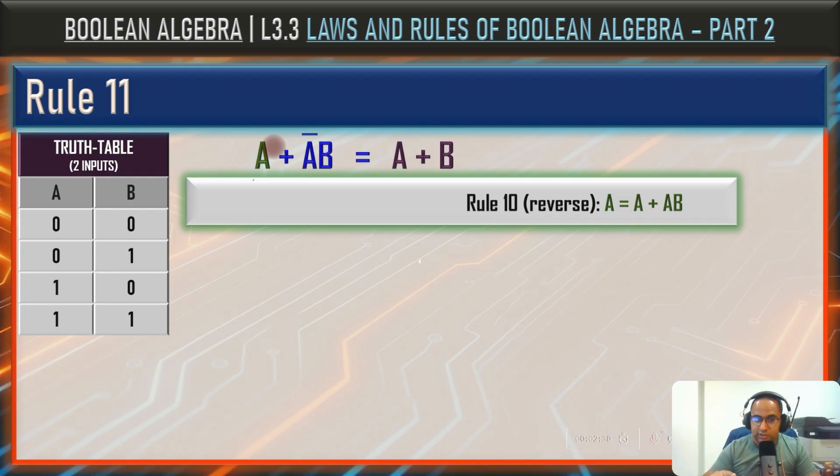So we can apply Rule 10, which we studied earlier, and which states that a plus a times b equals a. However, in this case, we are applying it in reverse form. It's important to mention that just like the distributive law, Boolean laws and rules can also be applied in reverse when necessary. Therefore, by applying Rule 10 in reverse to this term, we arrive at this new expression. Do you see how we got here?